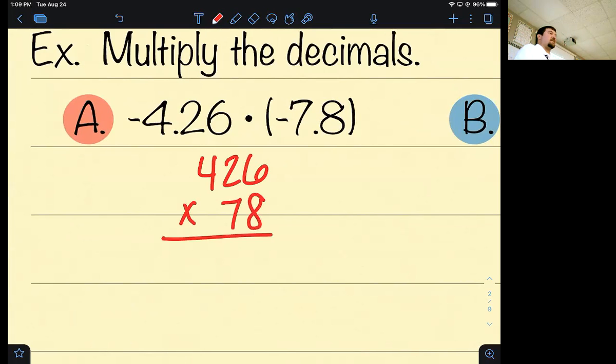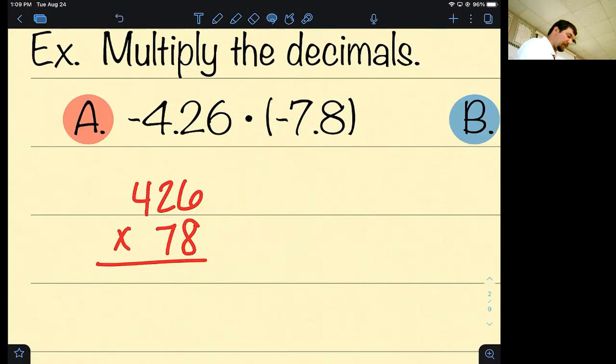The decimals don't affect the numbers I'm going to get. They do affect my answer. So when I'm done, I'm going to apply those decimal places. But for right now, this is our problem. Slide this down so we have a little bit of room to carry.